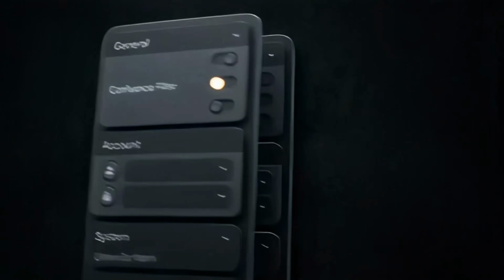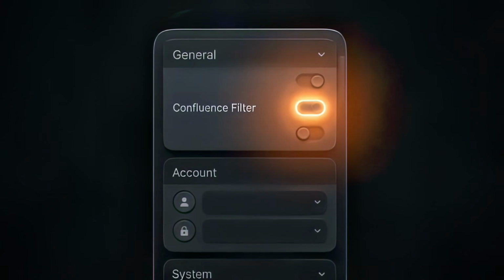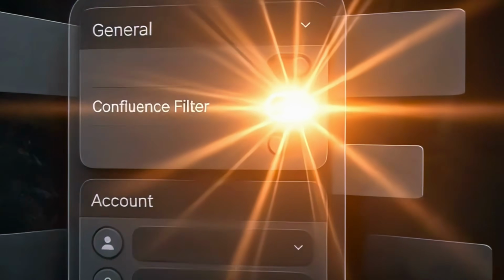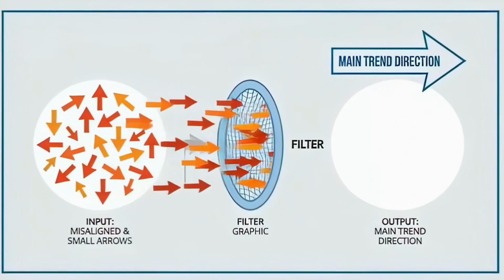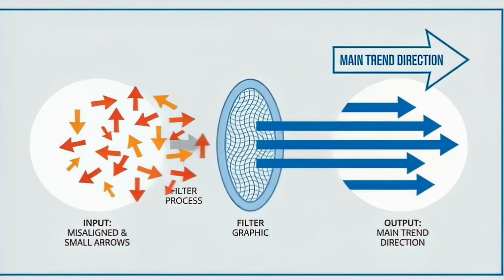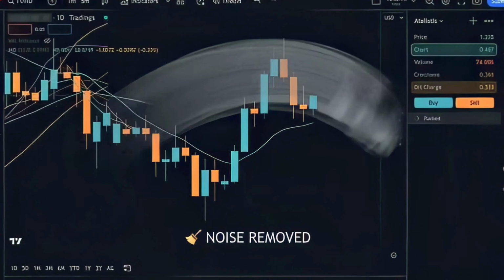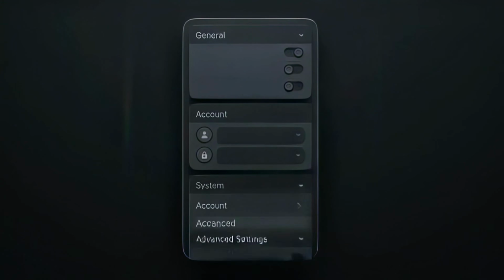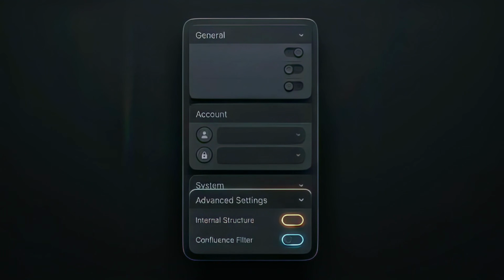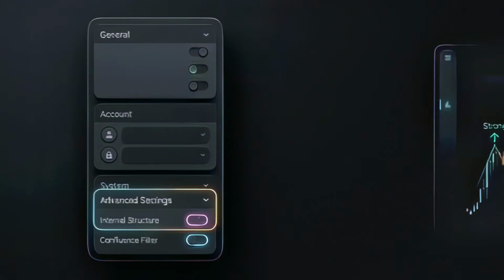Sitting next to those is a setting called the confluence filter. This is one of the most valuable and most ignored options in the whole panel. When it is on, the indicator filters out weaker internal structure breaks that do not line up with the broader move. In plain terms, it deletes a large chunk of the noise for you. If you are keeping internal structure switched on, turn the confluence filter on as well. There is very little reason not to.